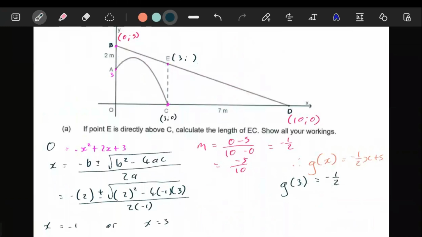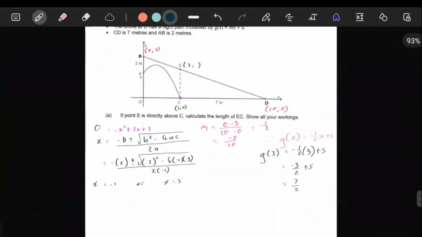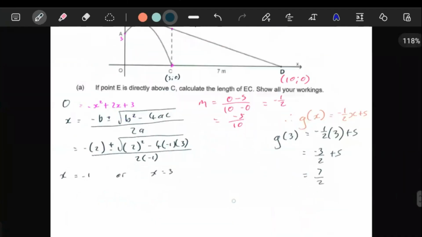Negative this, 3 over there, plus 5. This is like -3 over 2 plus 5. Let's put that in the calculator. -3 over 2 plus 5. Let's see. That's how you're going to get the distance of EC. Therefore, EC is 7 over 2. There we go. That's the way we like it. You can maybe write it as a decimal if you want, 3.5 units. That's the way we like it.